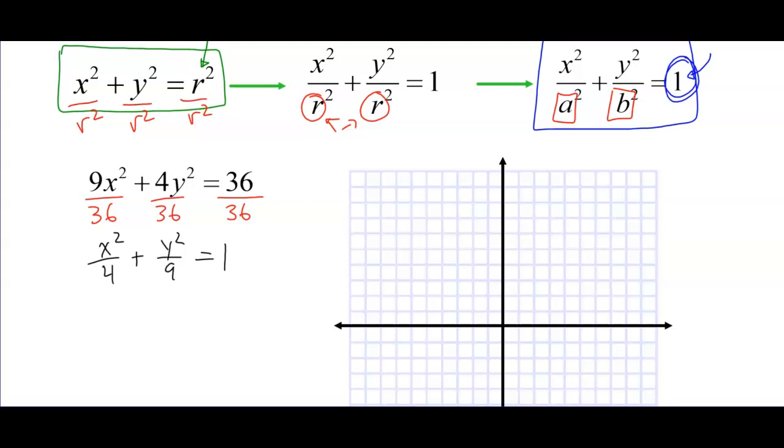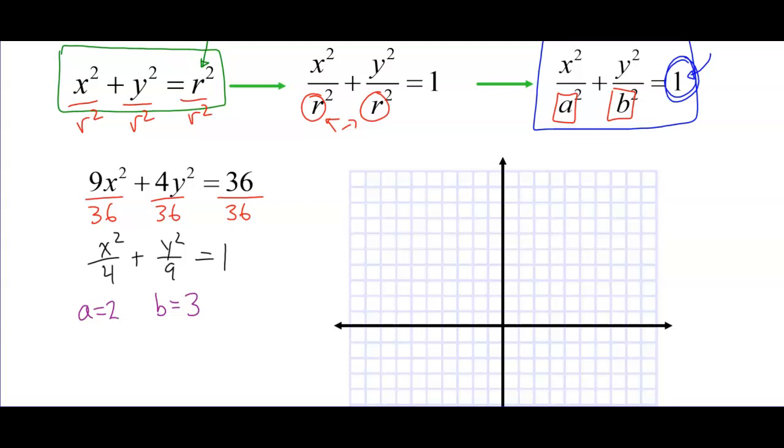Here's what you need to get out of this equation. You need to figure out what a is, and you need to figure out what b is. And this works just like when you're working with the radius of a circle. You have to take a square root. So a is not 4, a is 2. b isn't 9, b is 3.